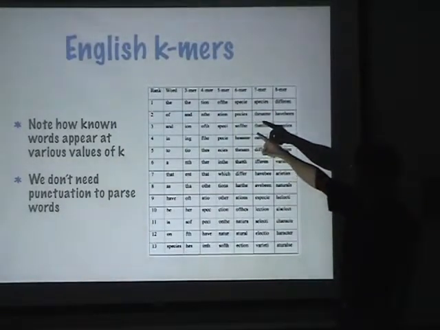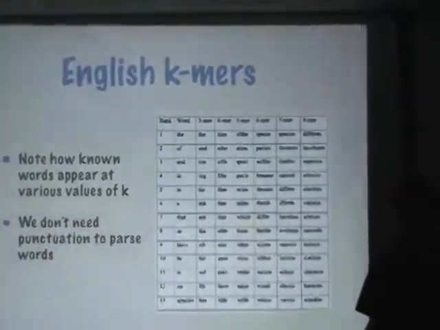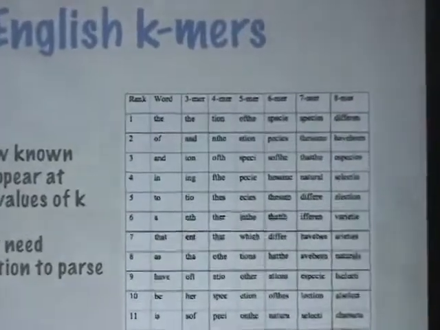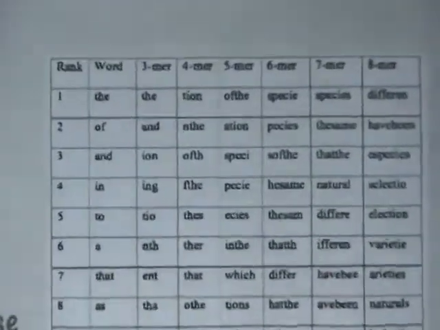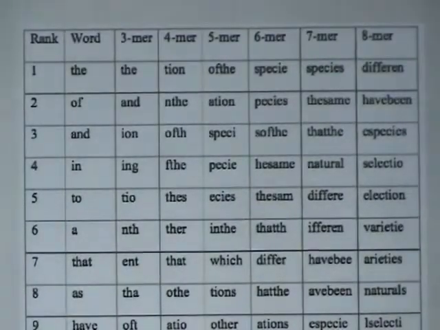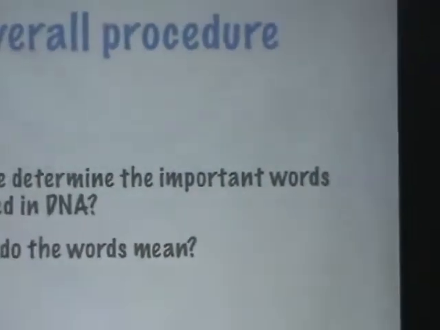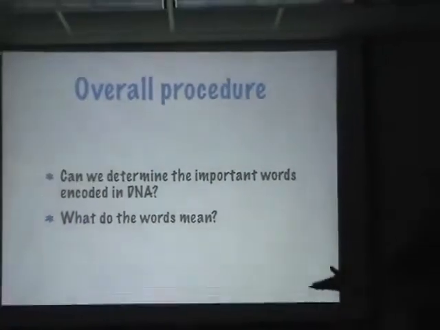It's the end of whatever, speciation or something. So this is an analysis of the Origin of Species, and you end up with the most common 7-letter word being species. Maybe not too surprising if the book is The Origin of Species. But we've learned that without knowing any punctuation at all. All the commas, everything was removed, all the spacing, and yet the most common thing that came out was species. So we've done something incredibly crude here, but those patterns are emerging. So here's our overall procedure. Can we determine the important words encoded in DNA, and what do the words mean?